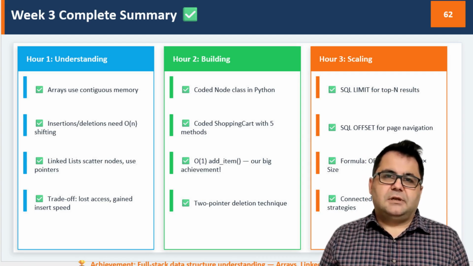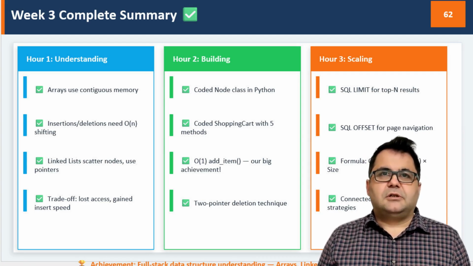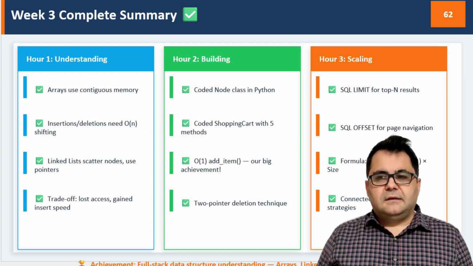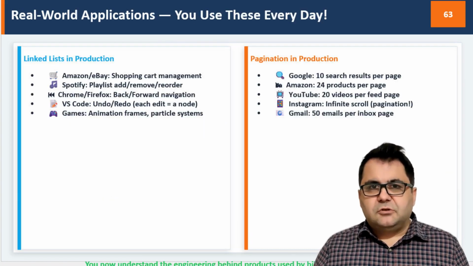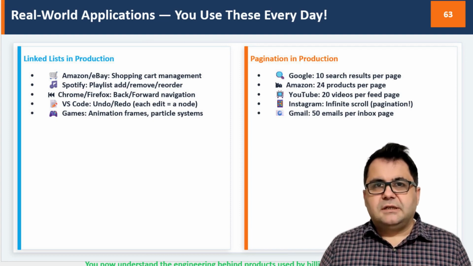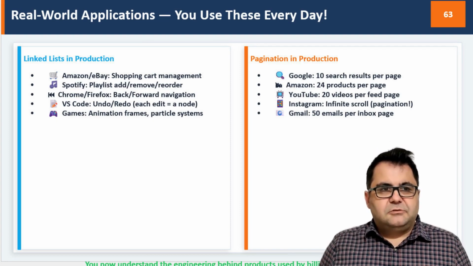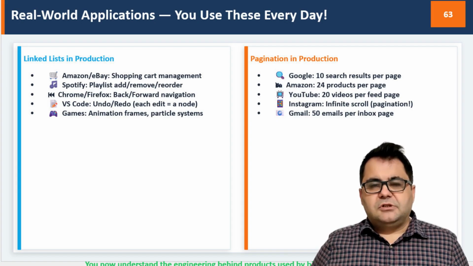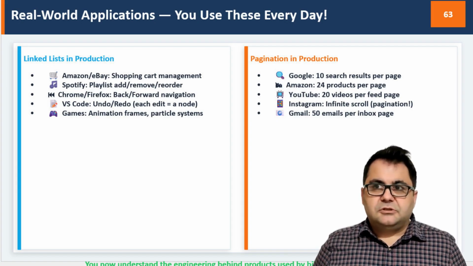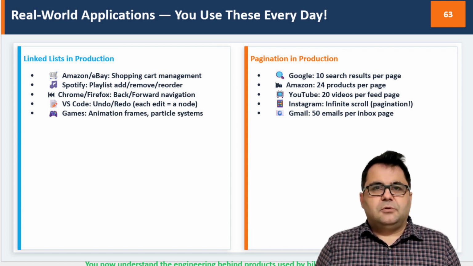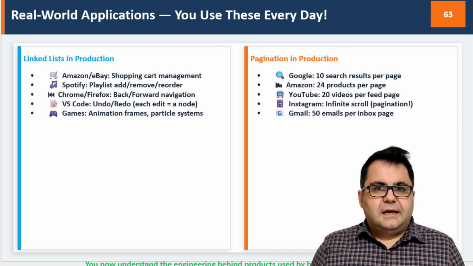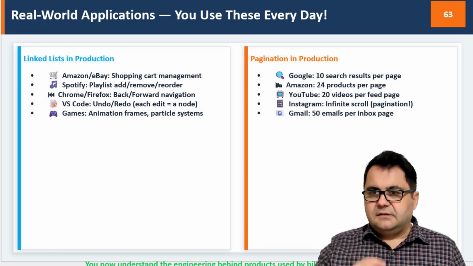You now understand how data flows from database to application to user and back. This is real engineering. These aren't just academic exercises. These are real-world, industry-standard techniques. Linked lists in production: e-commerce sites like Amazon and eBay use linked lists for shopping carts. Music players like Spotify use them for playlist management. You can add, remove, reorder songs quickly.